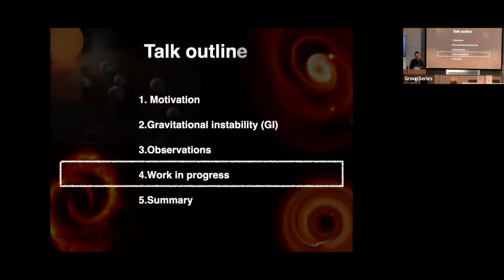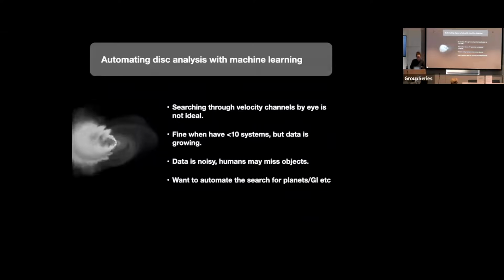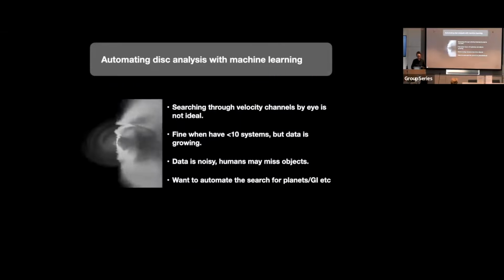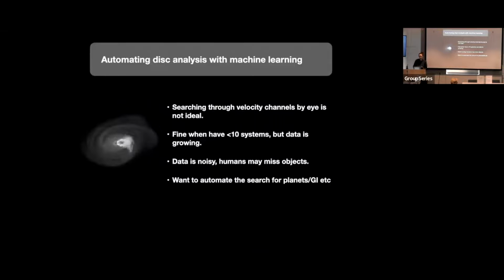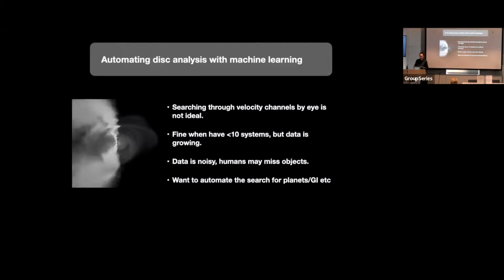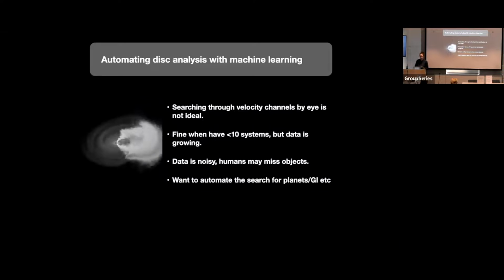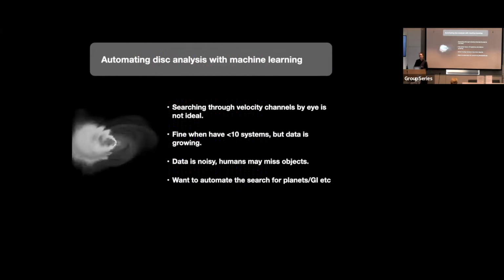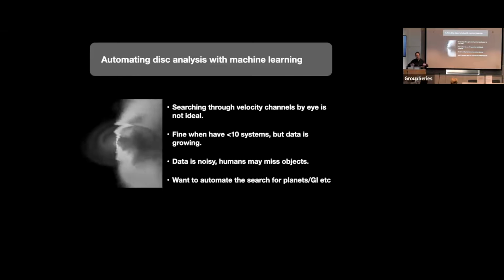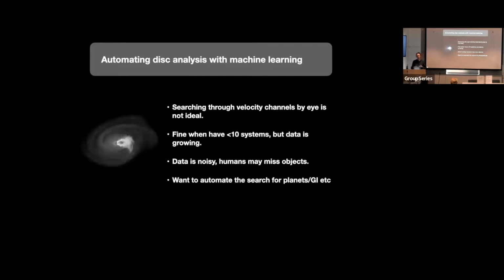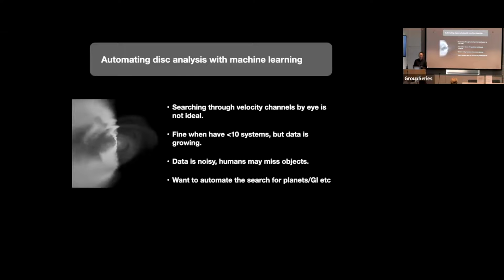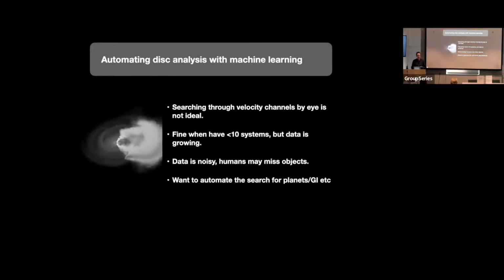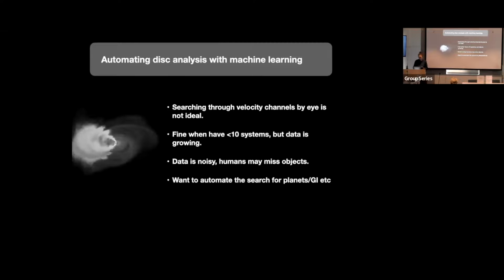Okay, so I want to talk to you a little bit about some works in progress. This may be significantly less polished, but I'm excited by it, so I wanted to share it with you. Searching through velocity channels by eye to look for features in kinematic data is not really ideal. It's fine when we have 10 systems or so, as was the case a few years ago. But now it's growing, and ALMA's moving into survey mode, and we're just seeing more and more of these systems. It gets very difficult to do by eye.